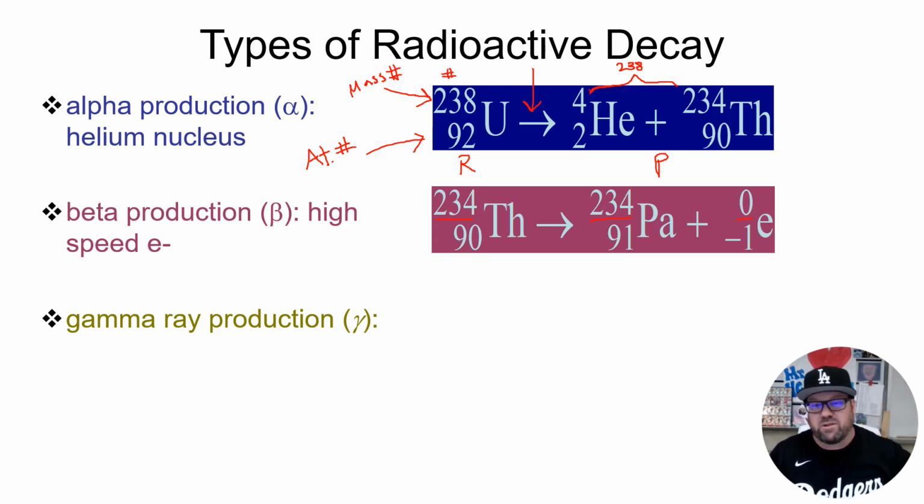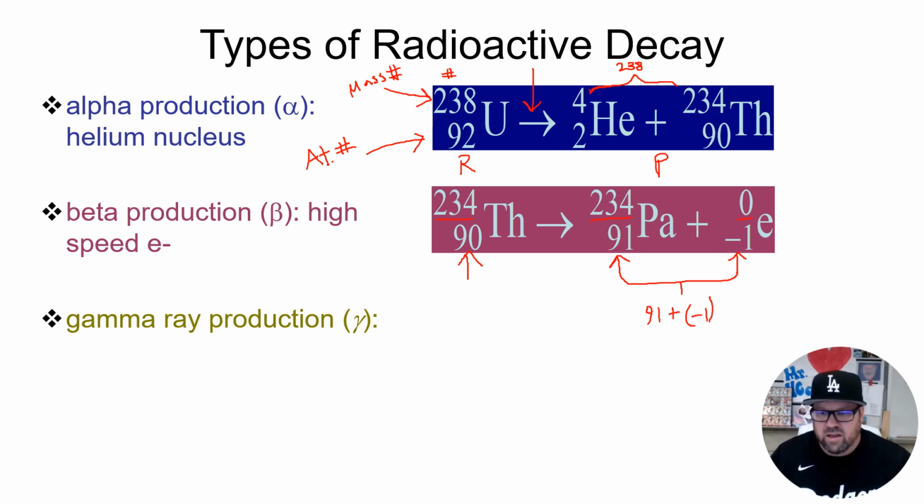Now, a weird thing happens with the atomic number. Notice how we're starting at an atomic number of 90, right? 90 protons is thorium. Now, when we emit beta, beta is -1 to the atomic number. And so the new atom we make, Pa, which is protactinium, I believe, if you take 91 and add it to -1, you get 90. So 91 plus -1 equals 90, and that makes it balanced.